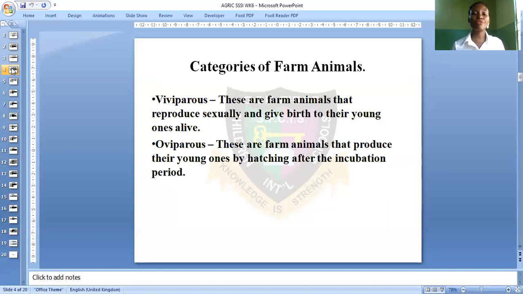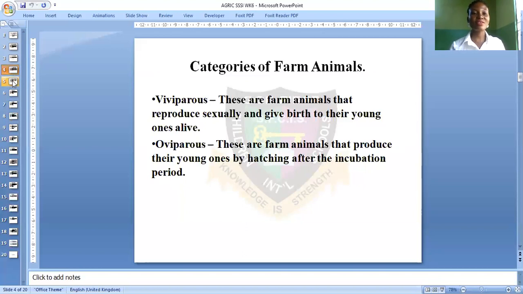Then we have oviparous, the other category. They are farm animals that produce their young ones by hatching after the incubation period. They are mainly the poultry birds. They lay eggs, and they hatch the eggs after the incubation period. I believe you are following me.